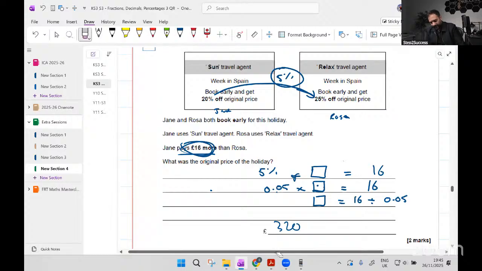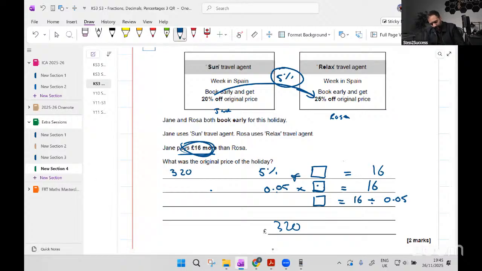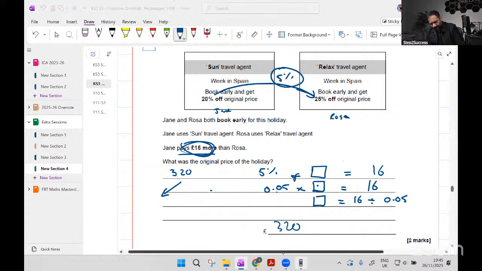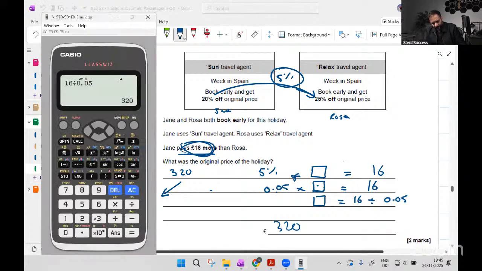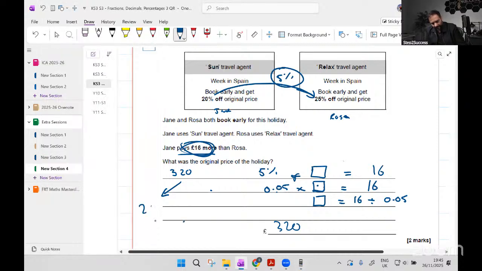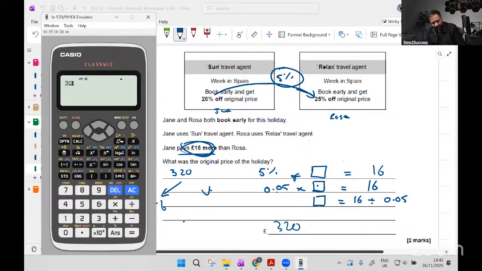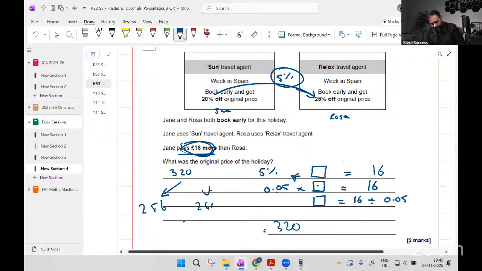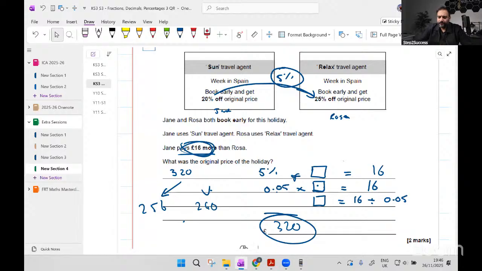Yeah, well, it must be. That's a little bit cheap, isn't it? So if it was £320, Jane will have got 20% off and paid £256. Rosa will have got 25% off and paid £240. So the difference is £16. So yeah, that is the answer. 320. Awkward. This question would have been easier if the amount paid was revealed.